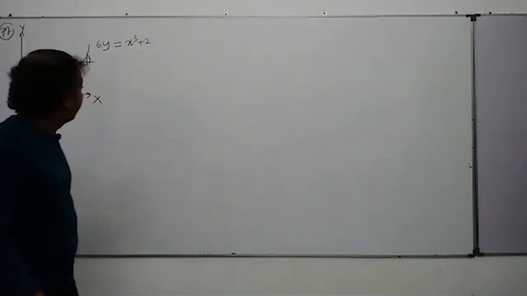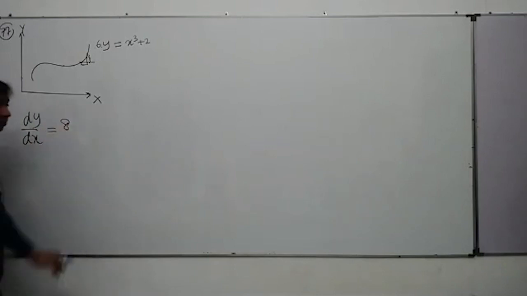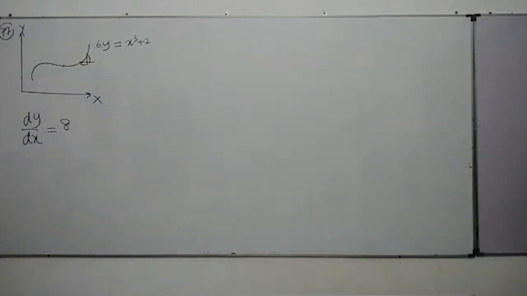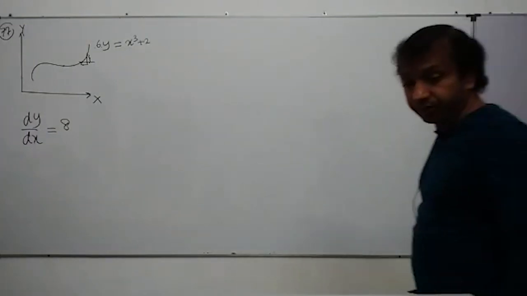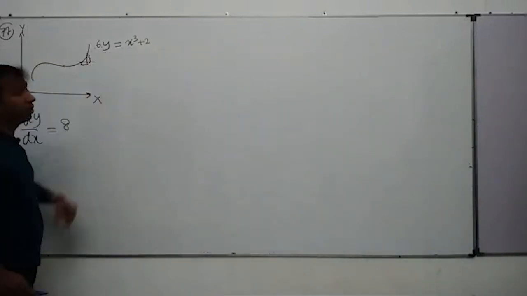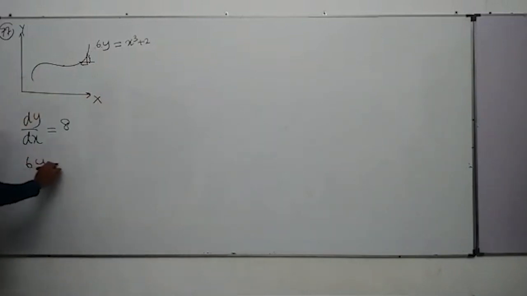That is nothing but, people, dy by dx, the rate of change of y with respect to x. dy by dx should be 8. Then we need to find the points on this curve at which dy by dx is 8. For this, what we do, people, we differentiate the function of this graph. We have 6y equals x cubed plus 2, and we have differentiated this: 6 dy by dx.